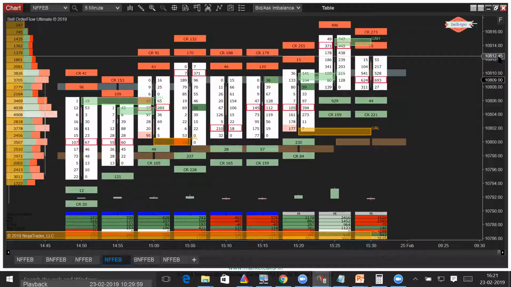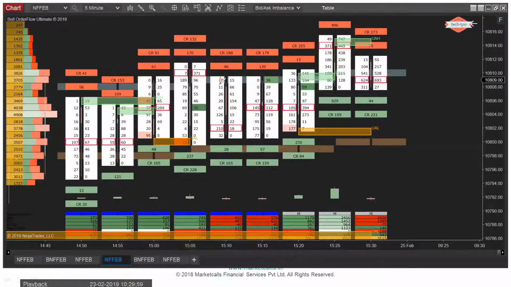First, we'll try to understand what is unfinished business. Unfinished business is, if you look into most of the candles, you'll be seeing a zero on the left-hand side, on the sell side, and zero on the buy side. So in most of the levels, you can see these zeros coming on both sides.